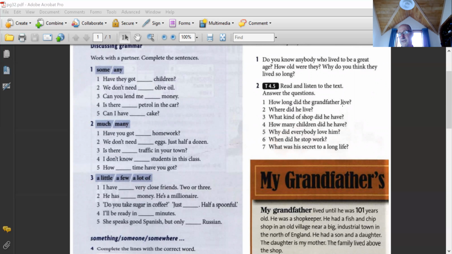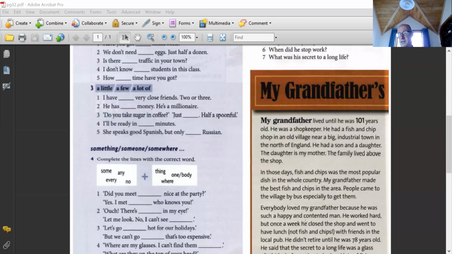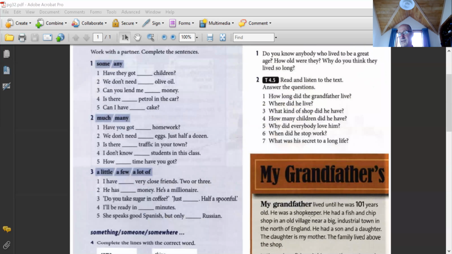How long did the grandfather live? Where did he live? What kind of shop did he have? So all the answers are in the story. Read the story and find the answers. And then next week we'll check, see if we got it right.